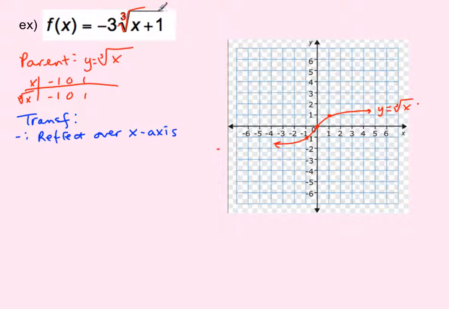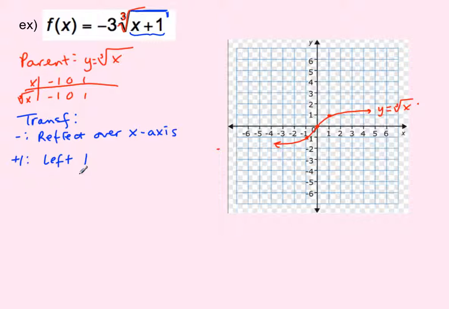This plus 1 is underneath, so please be careful. If this ended, this would not be underneath. So since this is underneath the equation, this is attached to the x, so this is going to be left or right. Remember, left or right is always opposite of what it seems, so plus 1 means left 1. All right, left 1. Reflect over the x-axis.